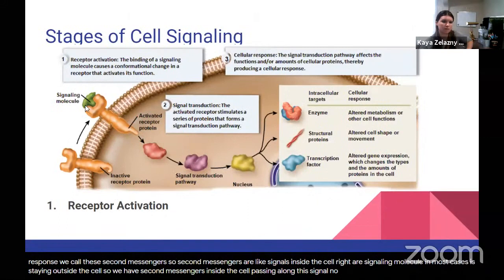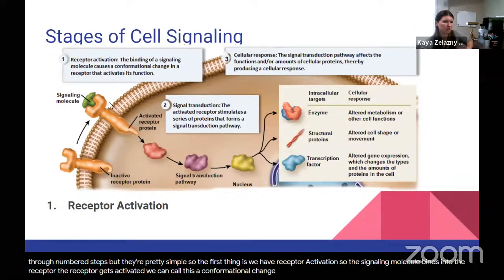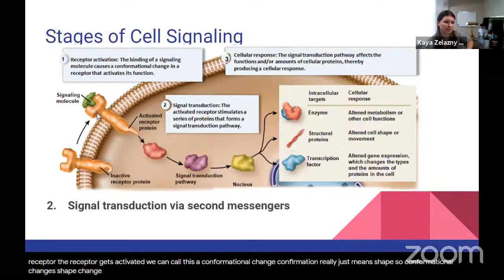Okay. So receptors act in steps. We're going to go through numbered steps, but they're pretty simple. The first thing is receptor activation. The signaling molecule binds to the receptor and it gets activated. We can call this a conformational change. Conformation really just means shape. So a conformational change is a shape change.